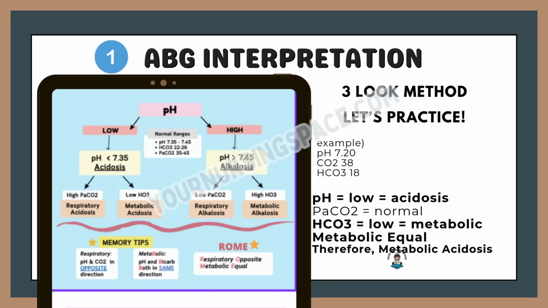Then CO2 is 38, which is normal. Bicarb is 18, which is low. So remember metabolic equal from ROME. pH is low and bicarb is low, which is the equal pattern. So it is metabolic acidosis.